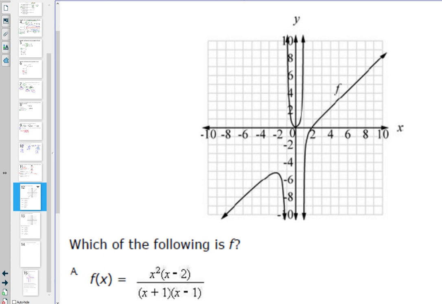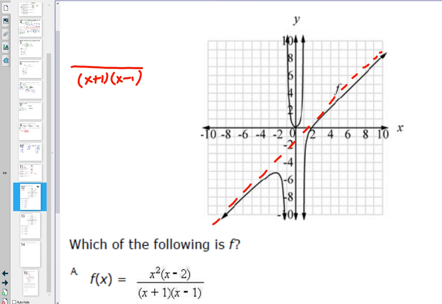Based on what I'm looking at, I see a vertical asymptote here at -1, and it appears we have another one at +1. So I'm looking for something that on the bottom has an x plus 1 and an x minus 1. I can also tell by the end behavior, by where those arrows are pointing, that there's some type of slant asymptote.